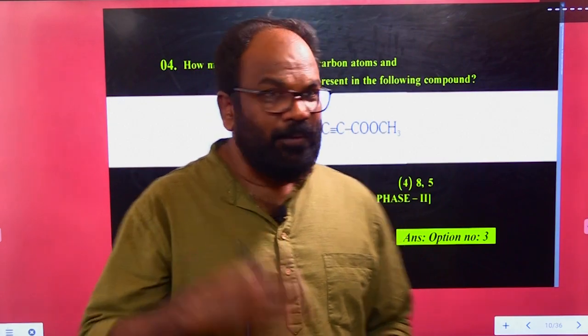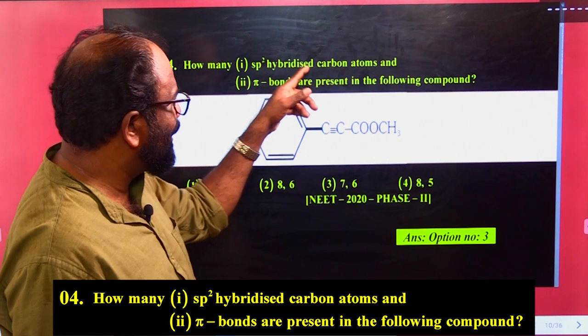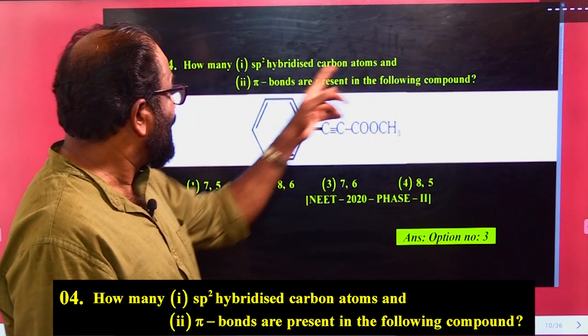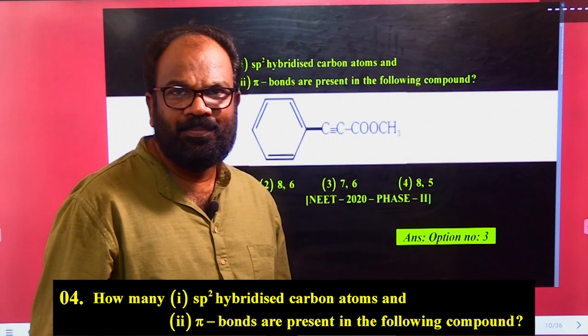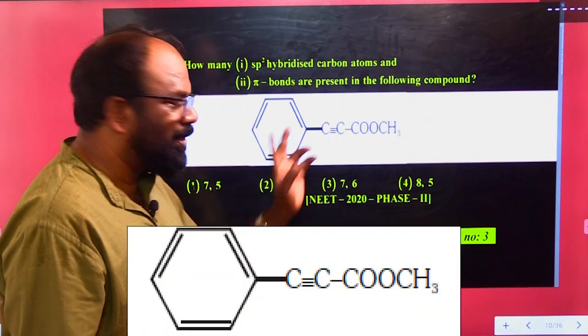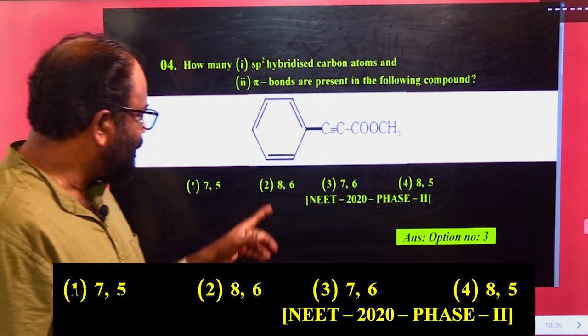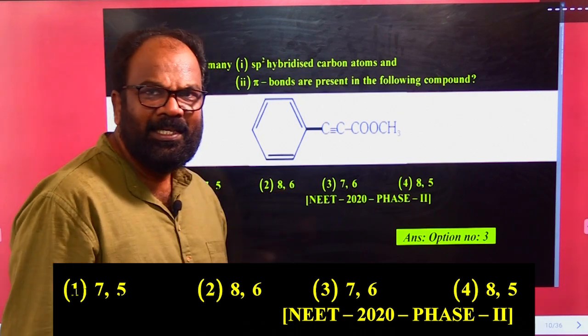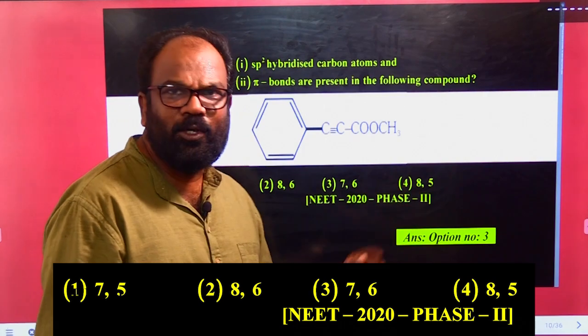Then question number 4. How many sp2 hybridized carbon atoms and how many pi bonds are present in the following compound? This is a compound given. Option number 1, 7, 5. Option number 2, 8, 6. Option number 3, 7, 6 and option number 4, 8, 5.